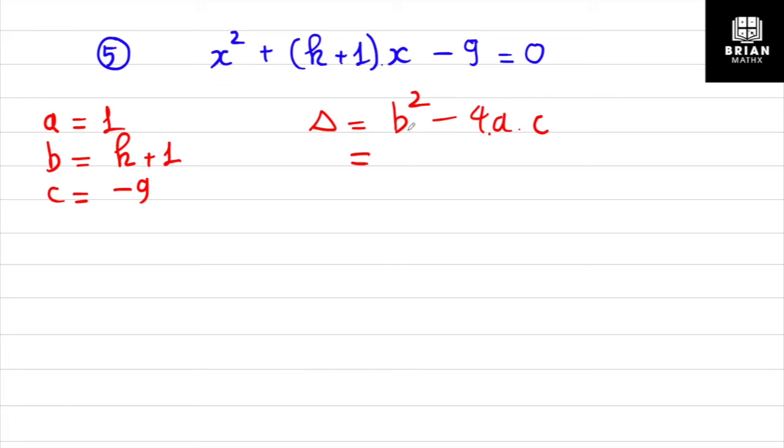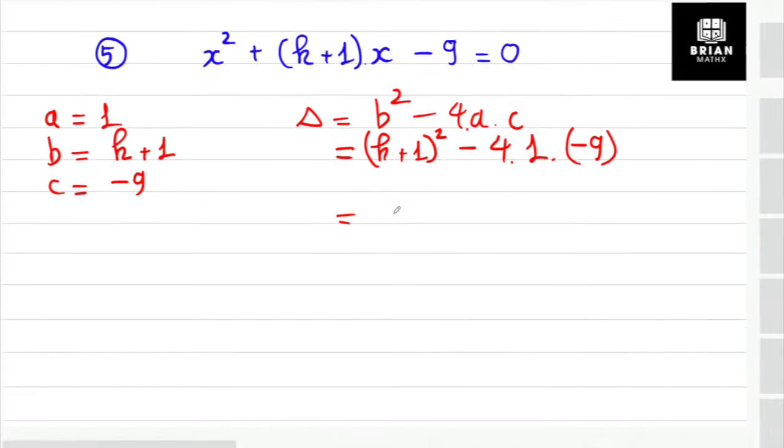And it means K squared. K, no, K plus 1. Yeah, of course you have to put it inside the bracket, square outside. Negative 4, 1 and negative 9. Okay, negative 9, put it inside the bracket.